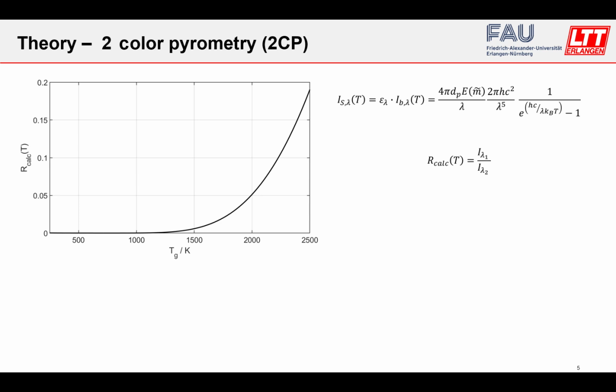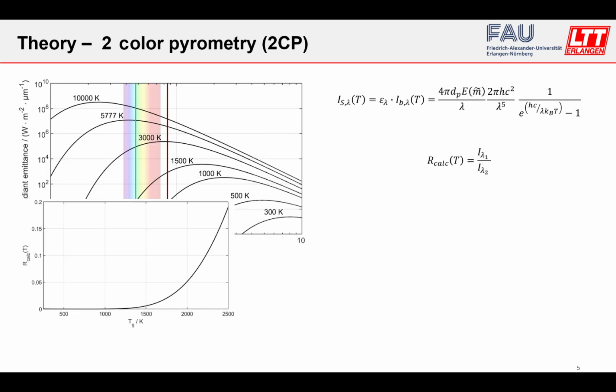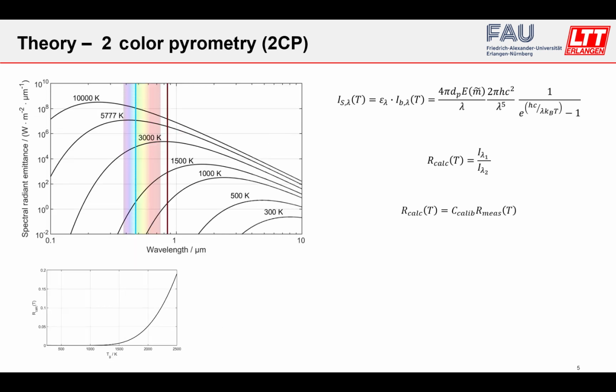So this ratio is temperature dependent. If we calculate it for different temperatures, we get this lookup table. And now we do this also for our measurements, which we have to correct with a calibration factor, which we obtain from a calibration measurement, and then go to this lookup table and get our desired temperature. That's enough theory from my side today.